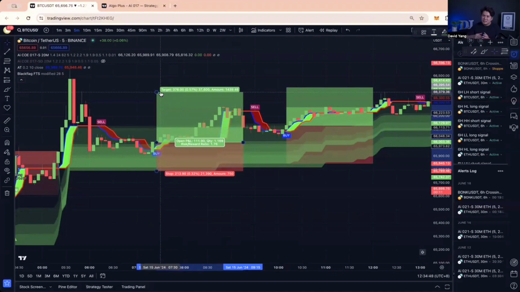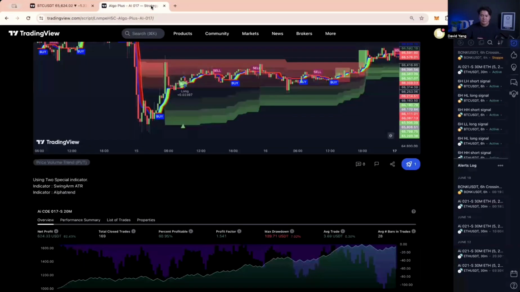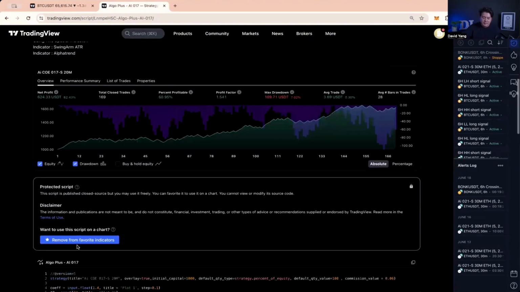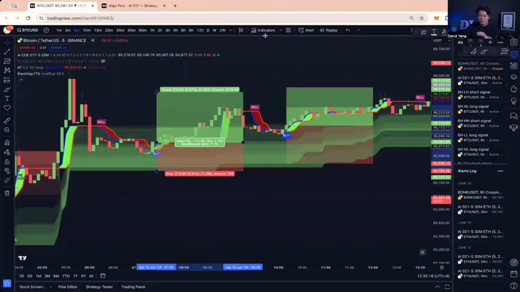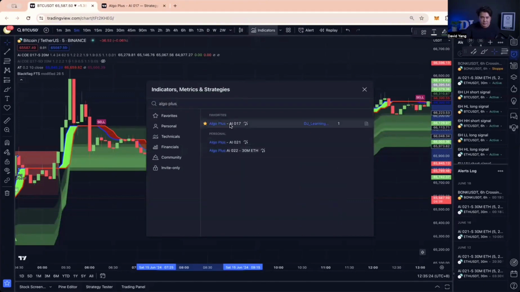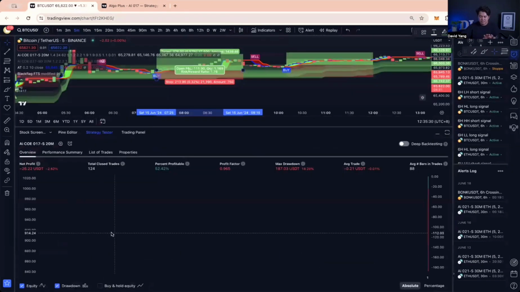This strategy, I also turned into a real strategy tester. It is named AI017. How do you add this AI017? Go to my description here. You can see there's a link there. Click the indicator link, and here you will see my Algo Plus AI017. Afterwards, remember to click add to your favorite indicators. Once it's done, you go back to your chart, click on indicators, and type Algo Plus AI017. When you click it, you can straight away see the strategy tester start.